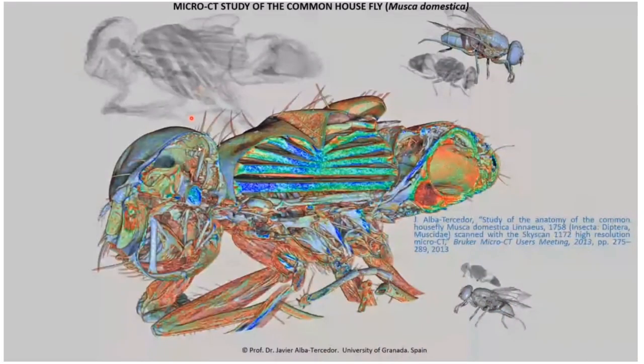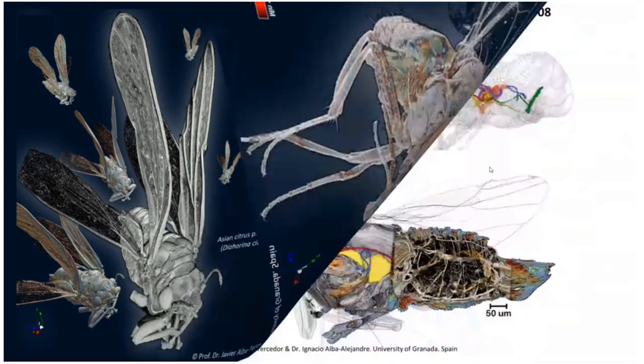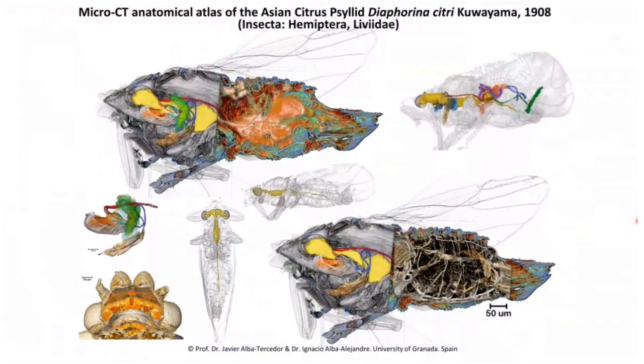Even this representation of the CTVox, producing a shadow there, different views of the common house fly, or a different view of a fruit fly, or the Asian citrus psyllid. This is really art in different colors according to the X-ray opacity. Or finally, what we produced recently, a micro-CT anatomical atlas of the Asian citrus psyllid for a project that we finished in collaboration with people in North America, the citrus greening project.